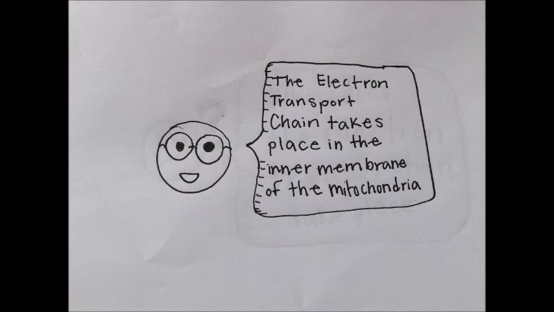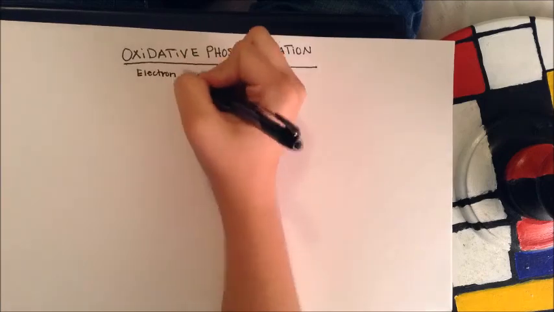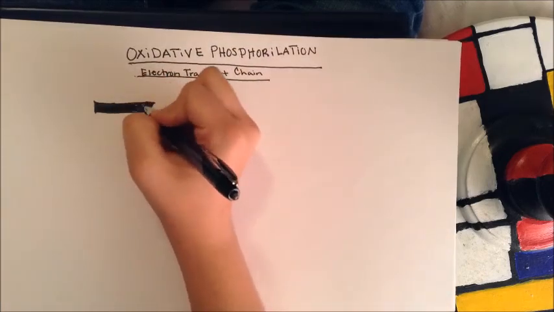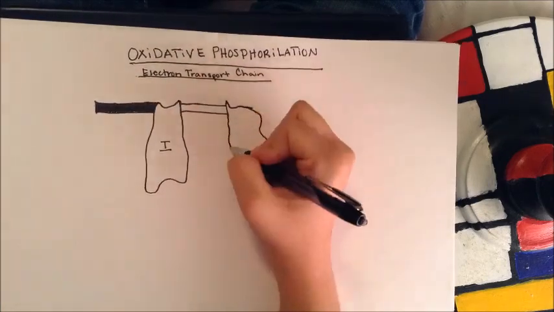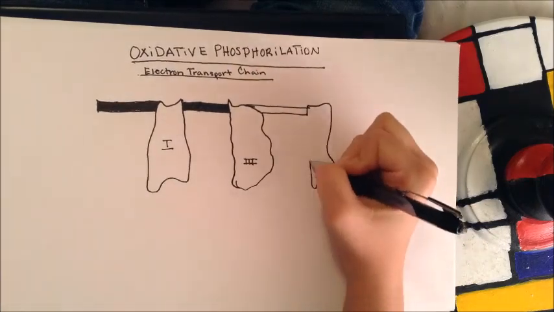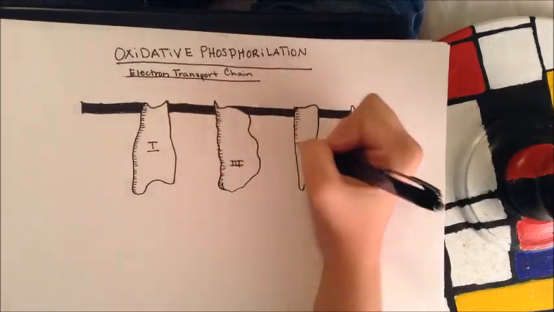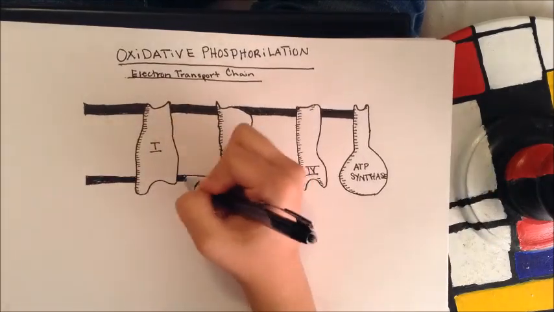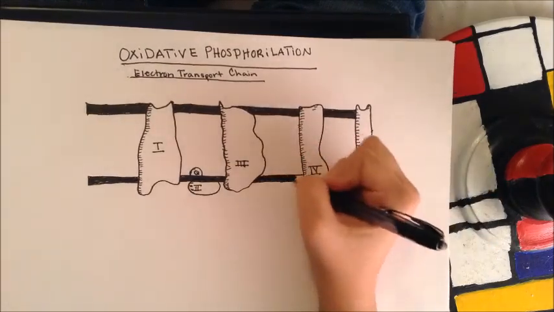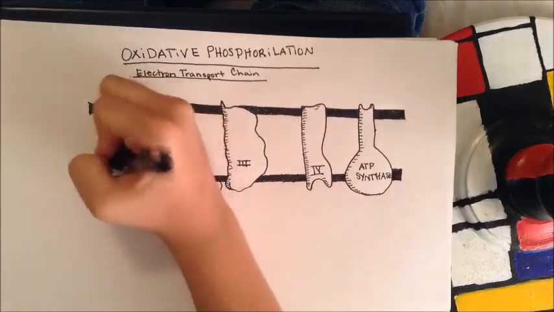This pushes out 4H+ through the first and third protein channels and 2 hydrogens through the fourth channel. When this happens, the hydrogen passes back into the mitochondria through the ATP synthase. This causes ADP to become ATP and for water to be created as a byproduct.